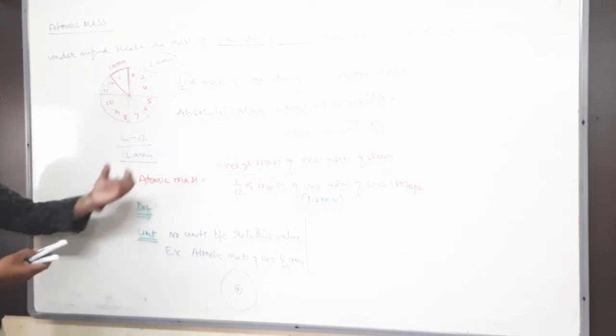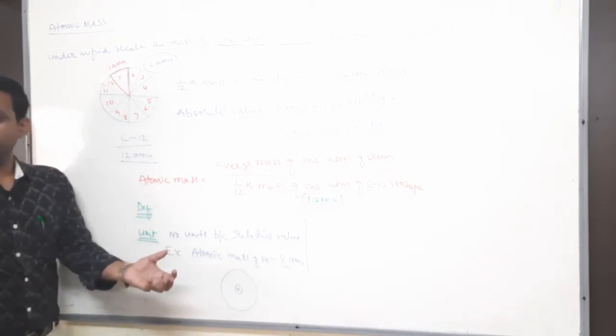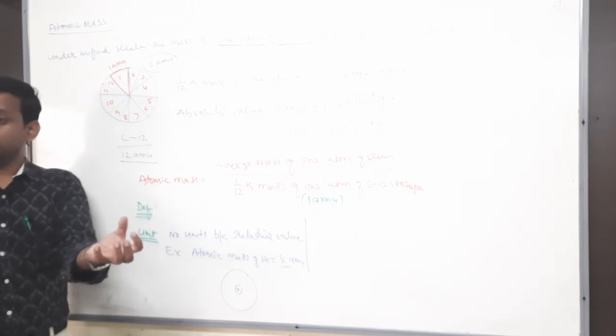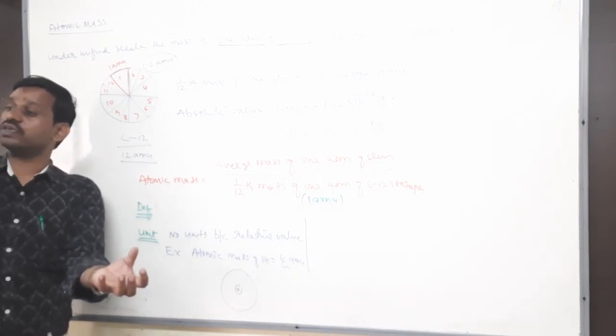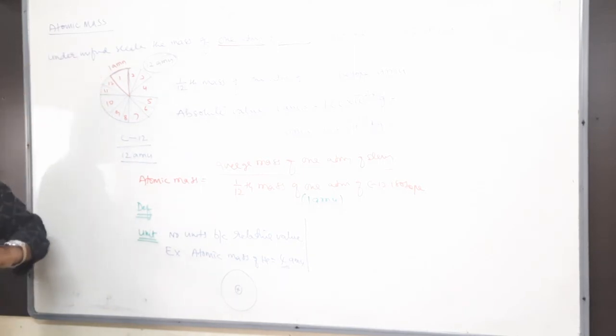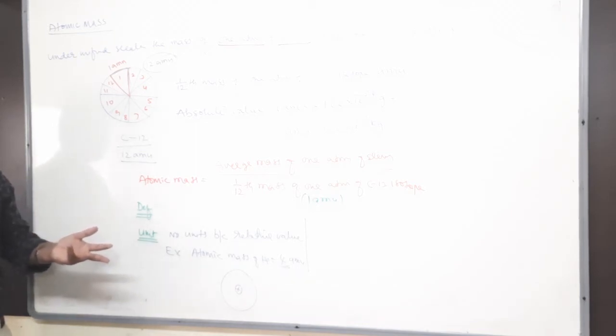It means if you take this helium atom, it is 4 times heavier than this 1 AMU. One side they have taken 1 AMU. The other side they have taken what? Helium. When they compare 1 AMU and helium, this helium atom is how many times heavier? 4 times heavier than this 1 AMU. Therefore, what is the unit? It has no units, no. AMU is not a unit, it is just a relative value.